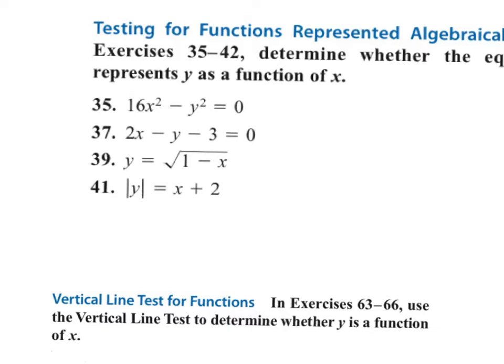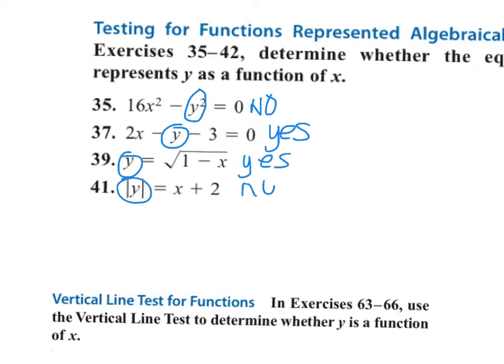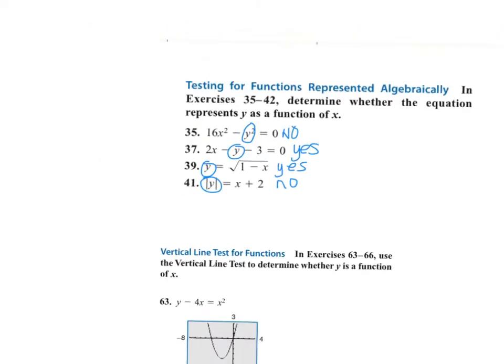The y. Okay, so if I look at this first one, y is the only thing that matters. The two restrictions are y raised to an even power or y in absolute value. So is 35 a function? No. What about 37? Yes. What about 39? Yes. What about 41? No. Questions about that? The only two things that matter, y raised to an even power, y in absolute value.